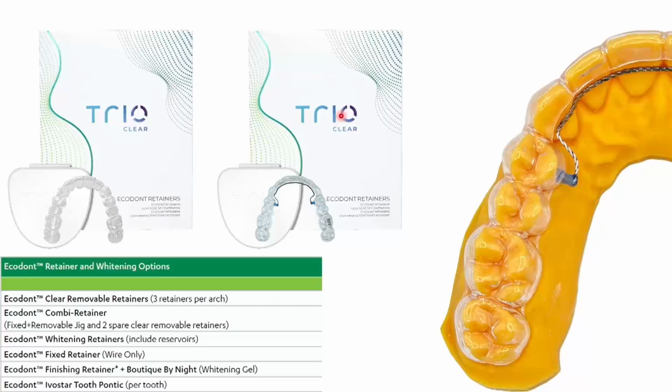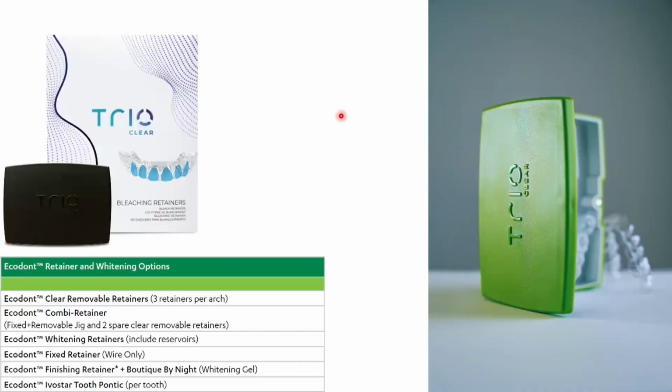The retainer package within TrioClear is world class in my opinion. Pretty much anything that you would need or want is available, including jigged transfers, fixed retainers only, whitening retainers, and our flagship Ecodont retainer, which is available in a 3-on-1 pack.